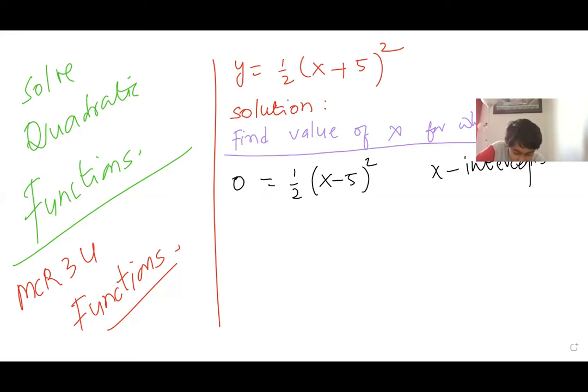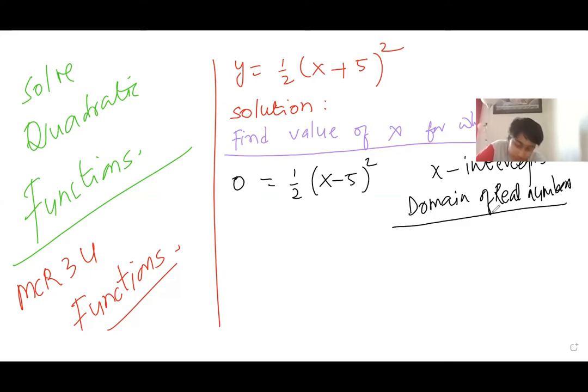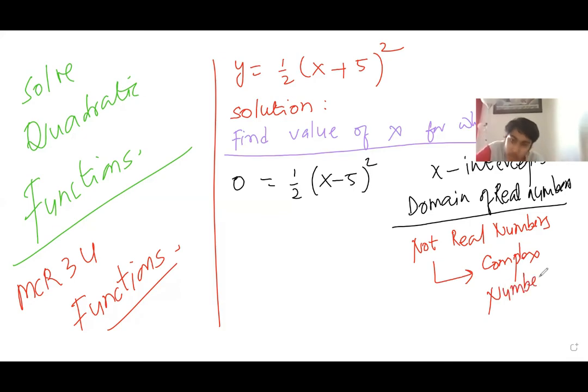Now, let me tell you a word of caution. When we say x-intercept, we are working in the domain of real numbers. I'll tell you what the other domain is, which is not the domain of real numbers. Non-real numbers will bring us to complex numbers. So we'll talk about that also today. Is it okay?